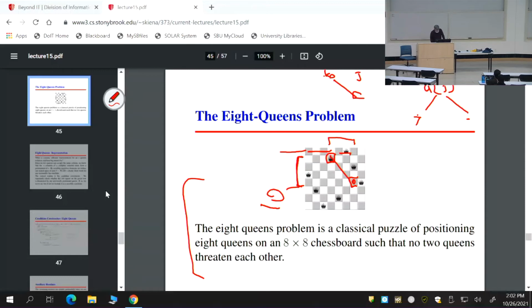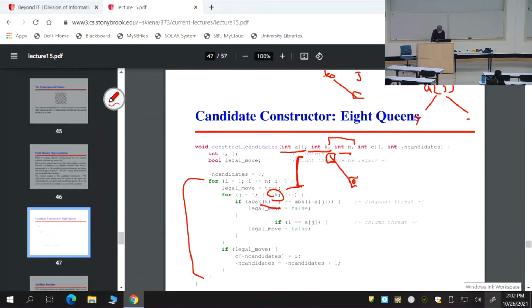If you see that, that's exactly what I am doing in this code. This is the condition for testing whether there is a diagonal threat. Much easier is a column threat. If I want to put my queen in the ith column, but the jth queen is already in the ith column, then the ith column is not a legal move.